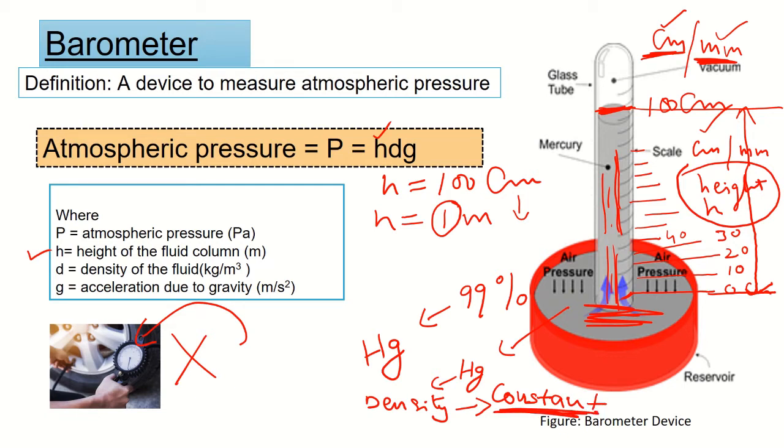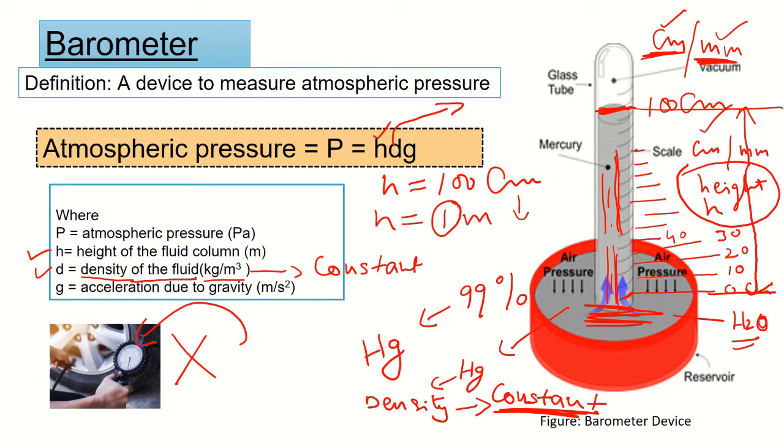Or if I am using water instead of mercury, the D in the formula means the density of the fluid in the unit of kilogram per meter cube, and this value is constant. Even if we are using mercury, it is constant. If we are using water or any other thing, the density is a constant property of the materials.